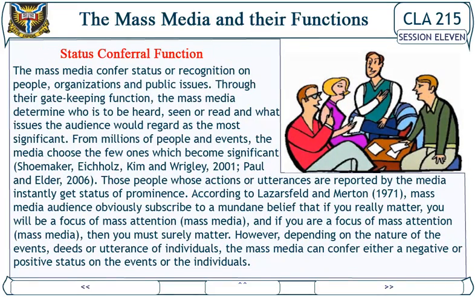Status conferral function. The mass media confer status or recognition on people, organizations, and public issues. Through their gatekeeping function, the mass media determine who is to be heard, seen, or read, and what issues the audience would regard as the most significant. From millions of people and events, the media choose the few ones which become significant. These people whose actions or utterances are reported by the media instantly get the status of prominence.